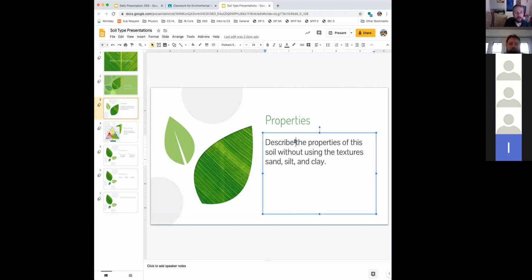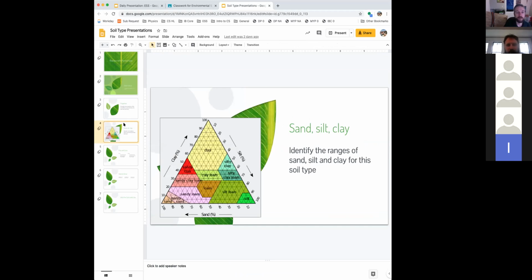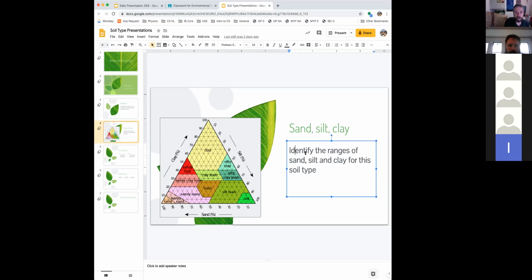Properties, so the third slide is the properties of the soil type. Do not use sand, silt, and clay to describe it at this stage. Try to describe all the other properties of that soil type. This is a little tricky, but you'll see lots of properties that have nothing to do with sand, silt, and clay. It sort of falls under the how do you define a word. You don't use the word in the definition of the word. That's not helpful.